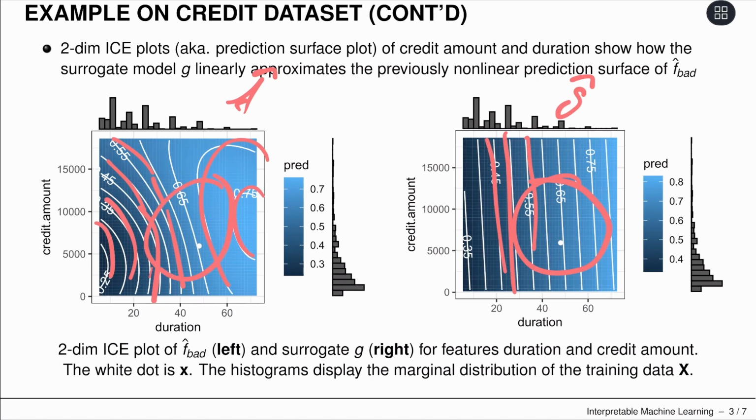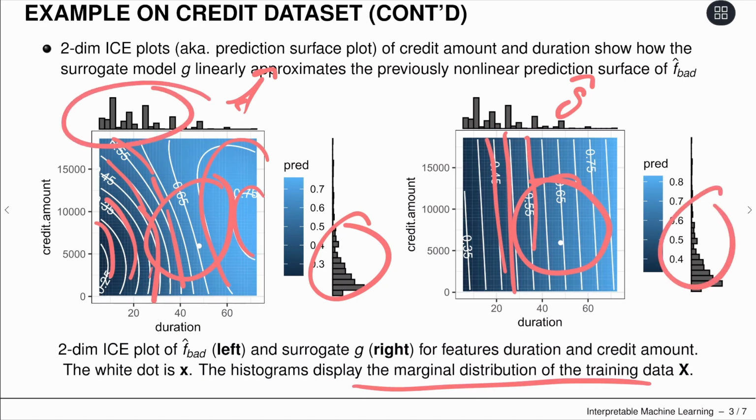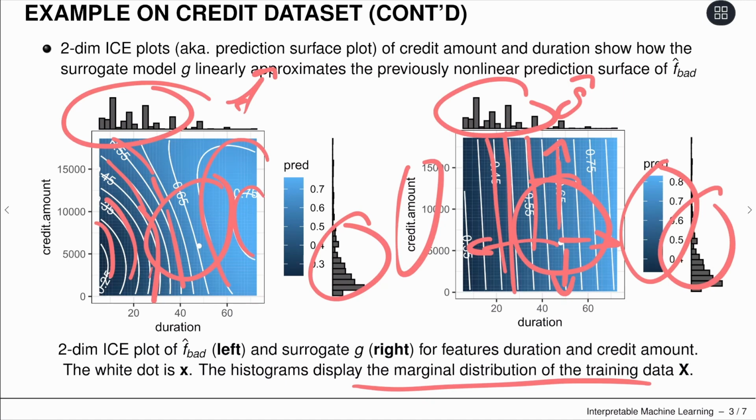Also, the histograms for the marginal distribution of the training data look fairly similar. So it's doing a fairly good job, right? In the local proximity, a good approximation. And we can see, for example, that changing the duration has a big impact, right? That's changing the prediction, going from light blue to dark blue. But going in that direction, that's the credit amount, it's not changing too much. So it's not super important.